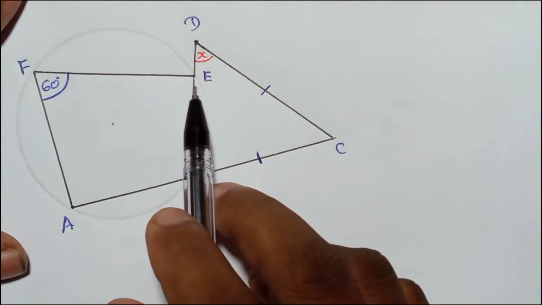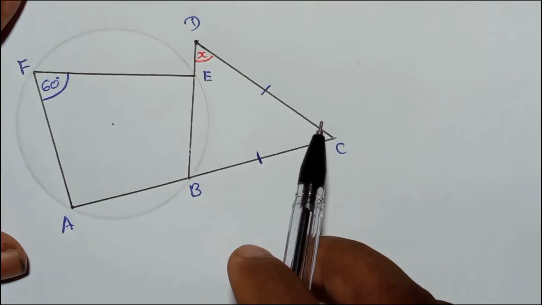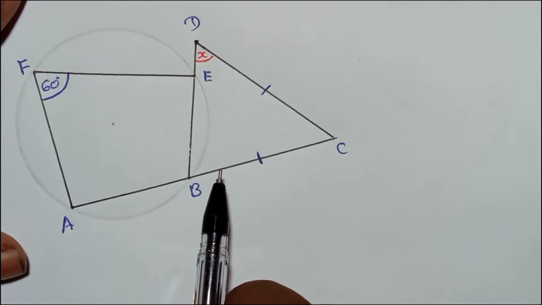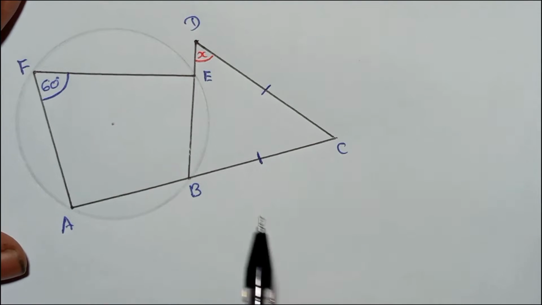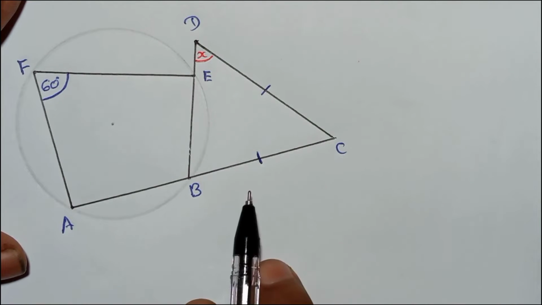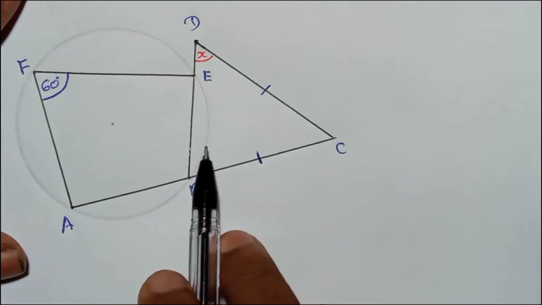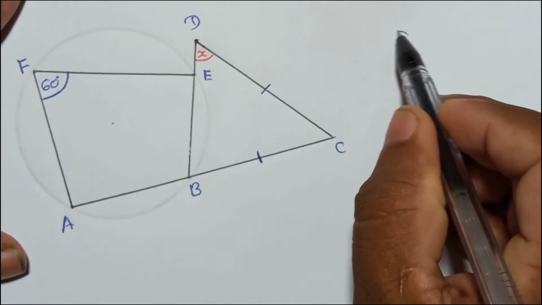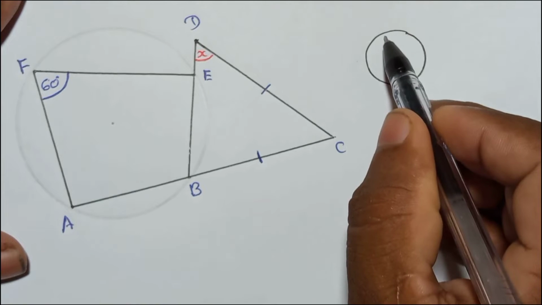Here to find x, we feel this is difficult, but actually it's a very simple method. With a simple method we can get the value of x, right? Now first of all you need this theorem.